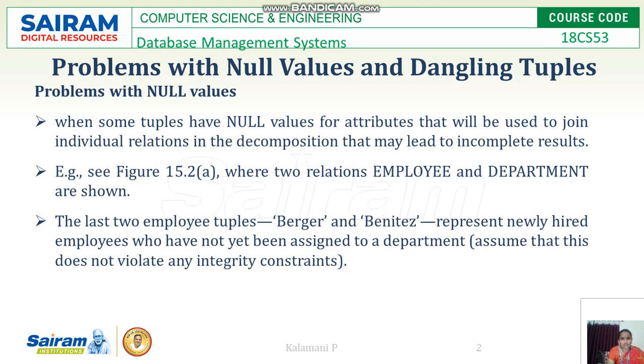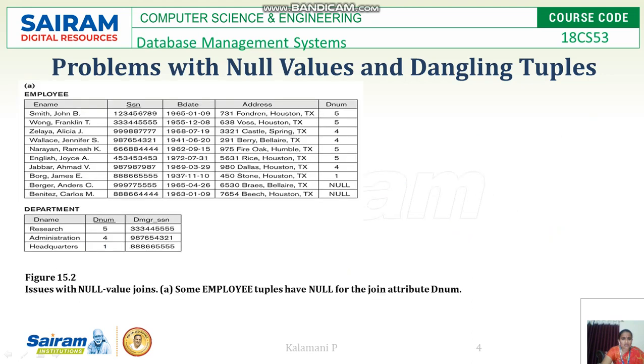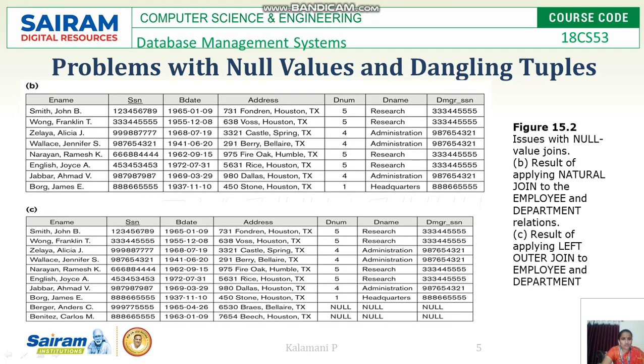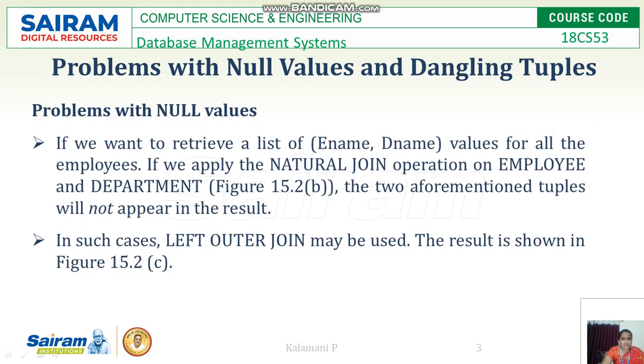Here we have taken two relations, employee and department. In the employee relation, the last two employees, Berger and Benitz, have joined newly. So for them no department is assigned, so the department number is null. Okay, so these employee tuples have the null value.